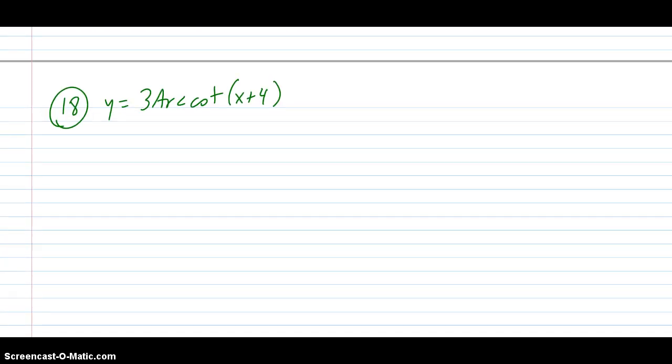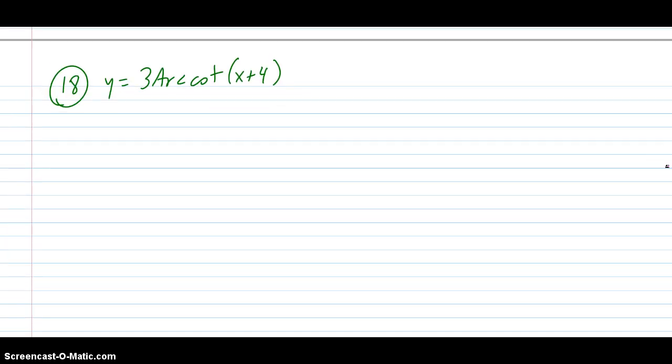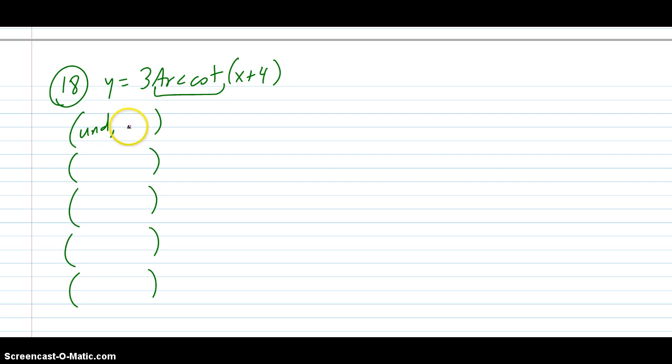That's not so bad. Number 18, y equals 3 arc cotangent of x plus 4. Arc cotangent. Cotangent's a fun one because you actually have 5 things to deal with. 2 of them are asymptotes, though. Cotangent has an asymptote at 0, and once again, it involves negative 1, 0, 1. And it has another asymptote at pi. Everything kind of fills in between those two.